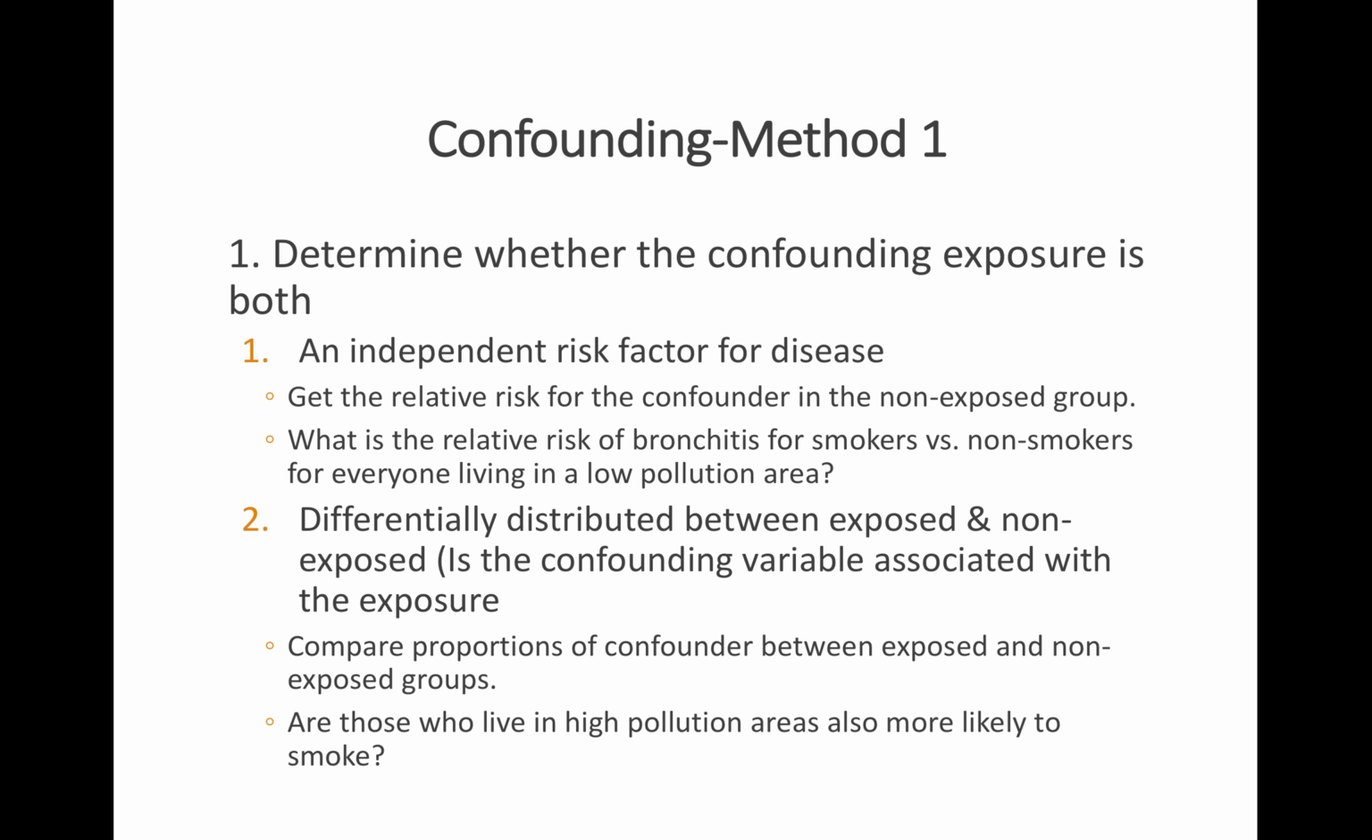And to also test if this confounder is associated with the exposure, which is number 2, we can compare the proportions of the confounder between exposed and non-exposed groups. So for instance, those that live in high air pollution areas, are they more likely to smoke? Thinking about comparing these proportions, we're comparing the prevalence of the confounder in the exposed group and the prevalence of the confounder in the non-exposed group.